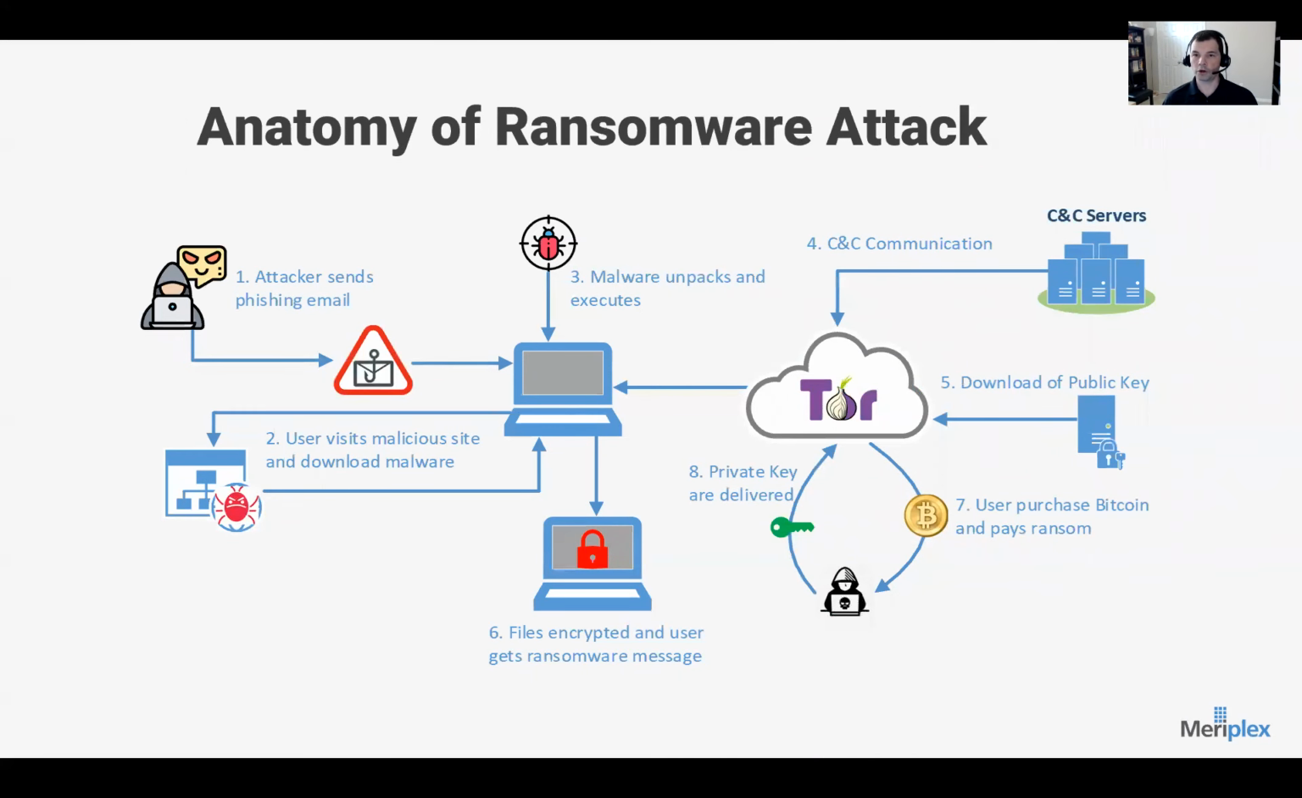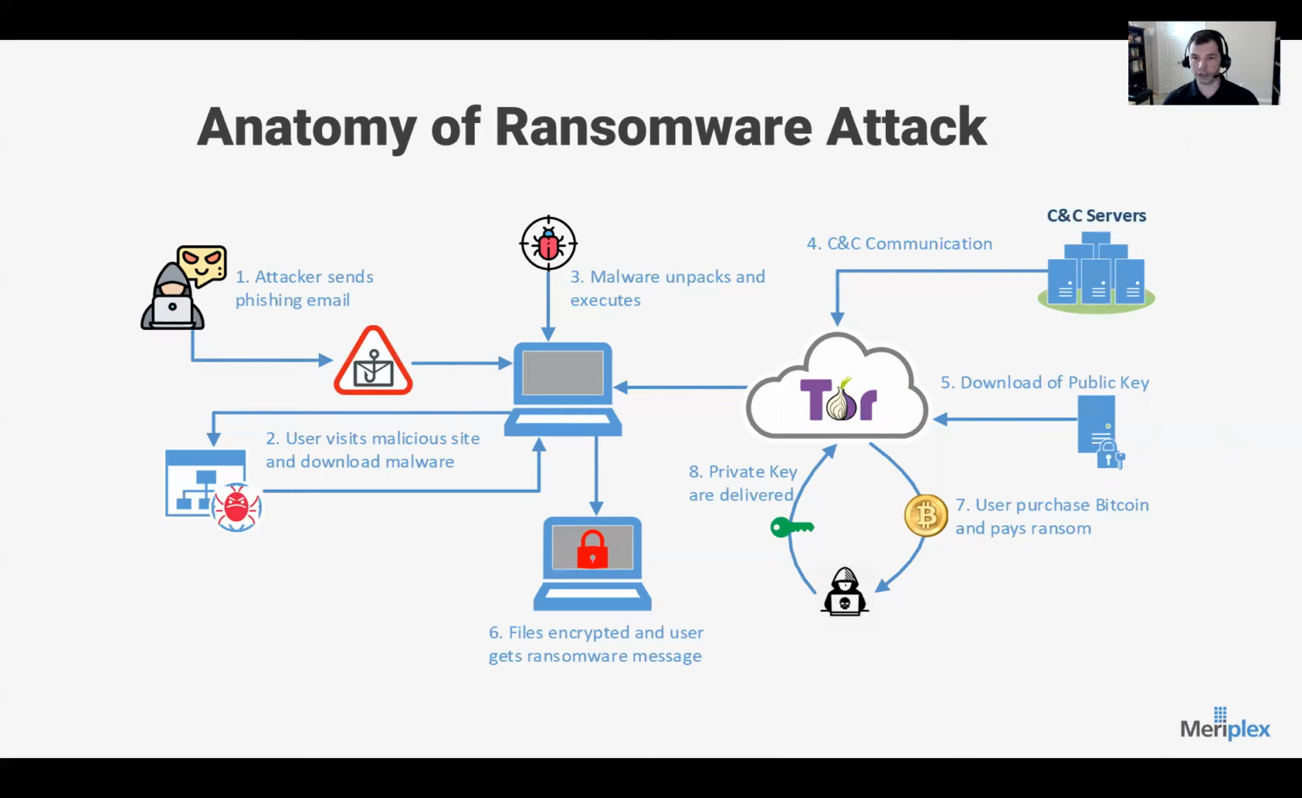So how do ransomware attacks work? This is just an example with a phishing email. We have a sender, or an attacker in this case, who sends a phishing email to a recipient. The recipient, without realizing, will click it and go to a site. This site will have some kind of malware. The user will get that malware and the computer will be infected, and those things don't happen immediately.